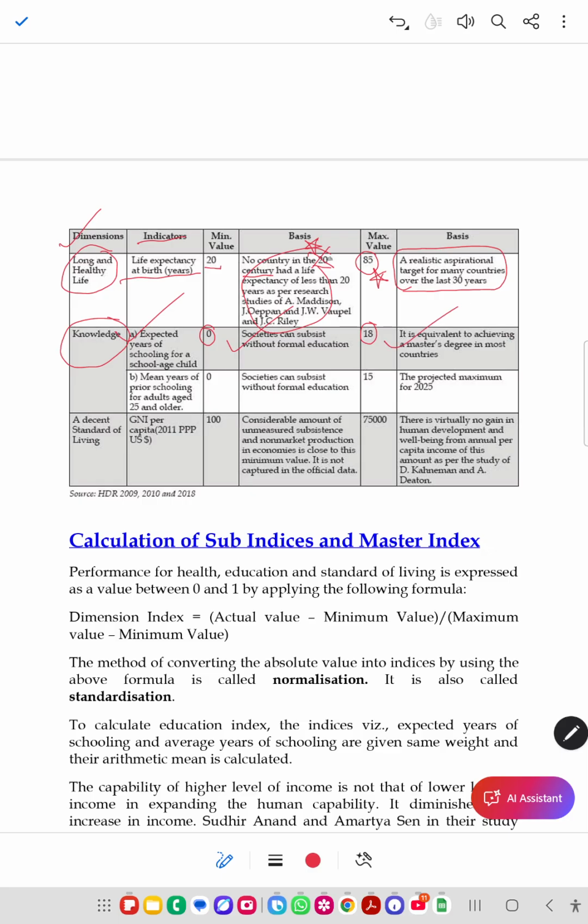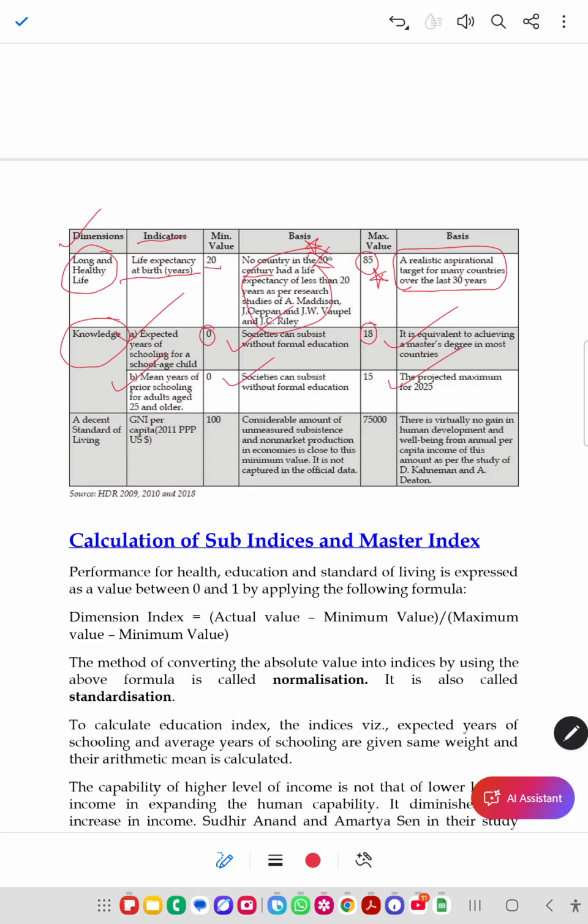in most countries. Now, the second indicator of the knowledge dimension is mean years of prior schooling for adults aged 25 and older. Its minimum value is 0 because societies can subsist without formal education, and 15 is what? The projected maximum for 2025.